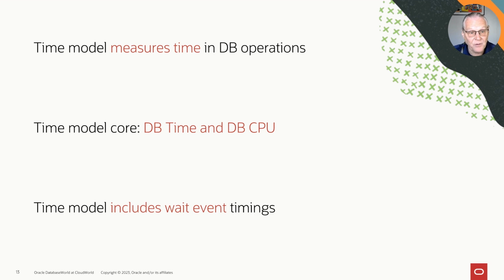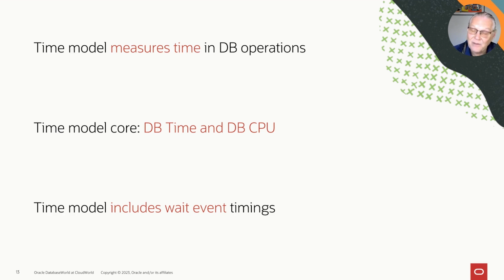Couple things about time model. So it measures time in DB operations. I basically described that. Think of it as stopwatches embedded in the code. And of everything that time model times, 2 of the most important things are the total DB time and then the total DB CPU. Total DB time is very important because it's the coarsest and therefore most likely to be relatively accurate measure, because total DB time is the stopwatch that starts when the client SQL comes to the database, the foreground process, and it stops when the foreground process sends the request back, right?